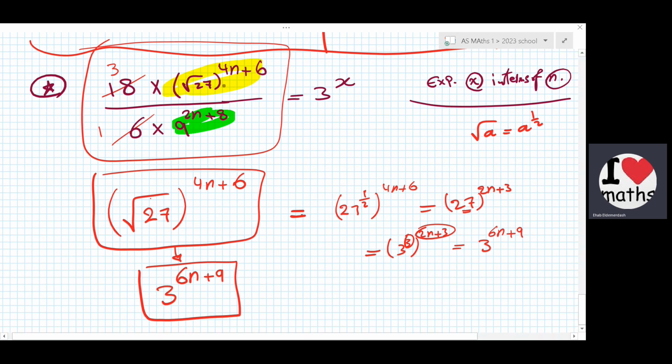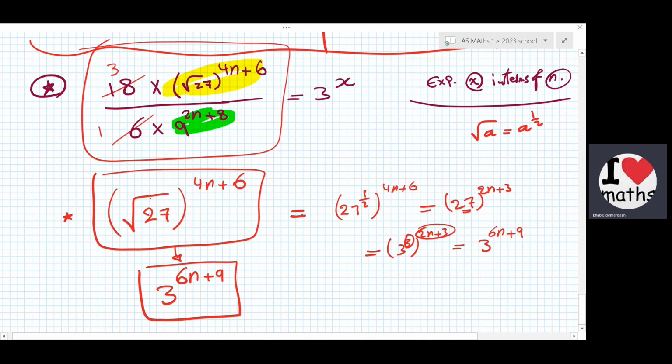So I get the first part, which is the root of 27 to the power of 3n plus 6. I wrote it as 3 to the power of 6n plus 9. Are you with me, guys? With me, Hassan? Okay, that was the first part. That was my first problem. Let's go to the next problem.